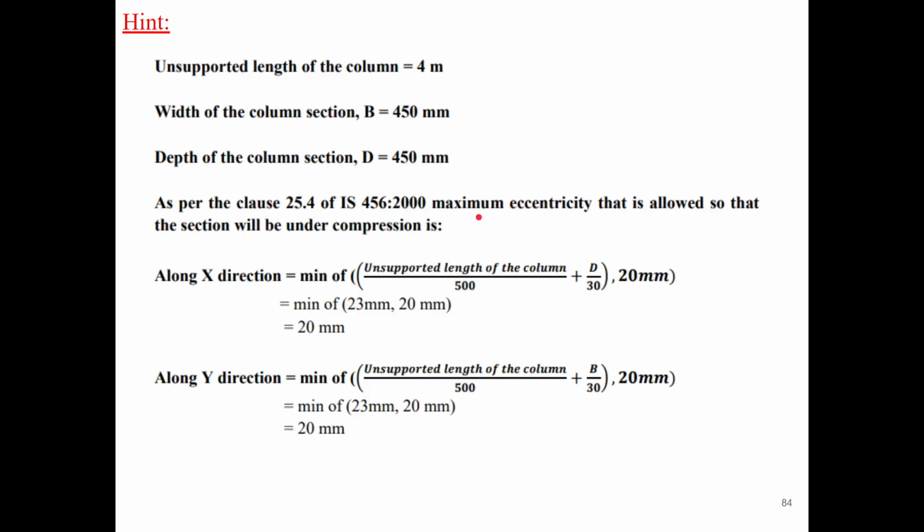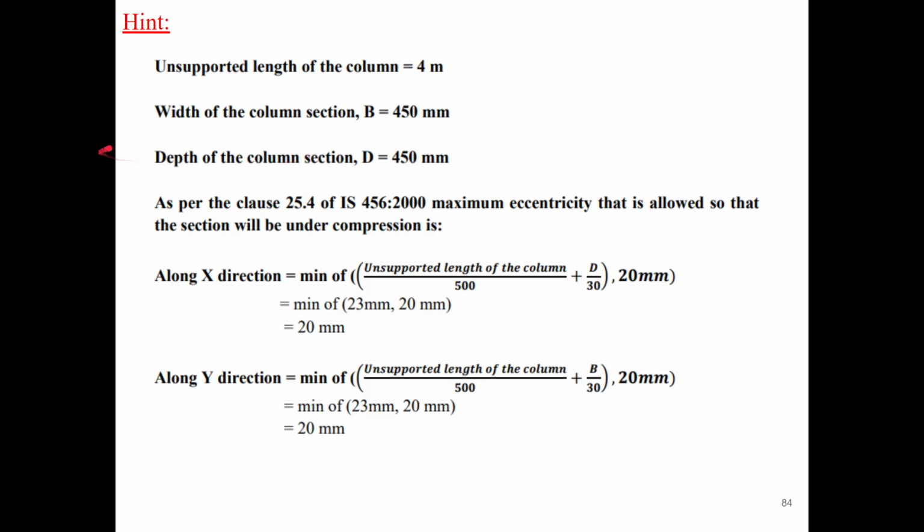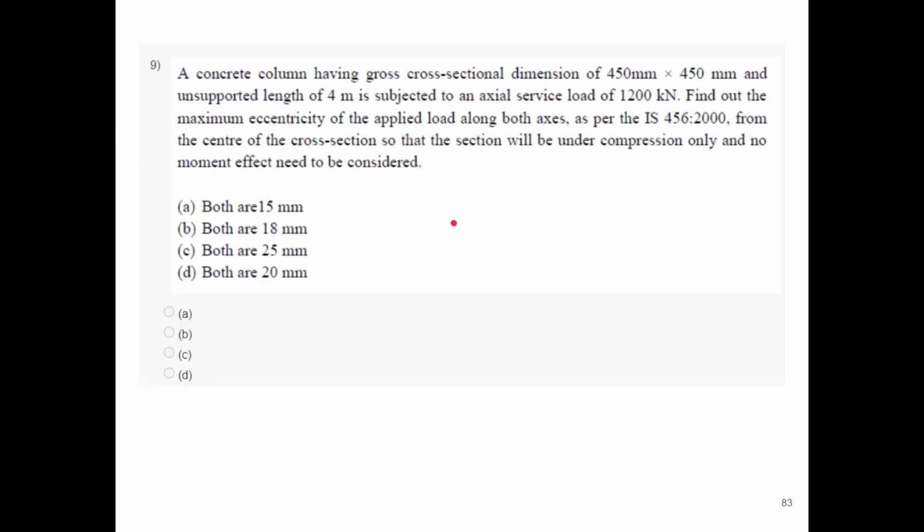So as per IS 456 clause 25.4, the maximum eccentricity that is calculated will be the minimum of the unsupported length, that is L by 500 plus D by 30, and 20 mm. Or L by 500 plus B by 30 and 20 mm. It will be the minimum of these values. The unsupported length is 4 meter, right? The width of the column section is 450 mm, and it is a square column, so both are the same.